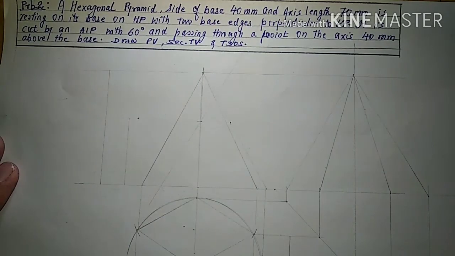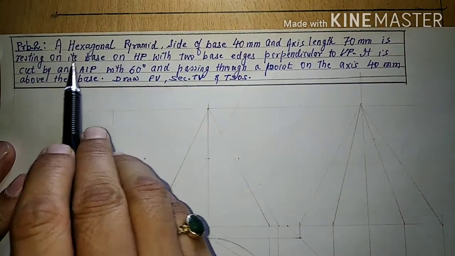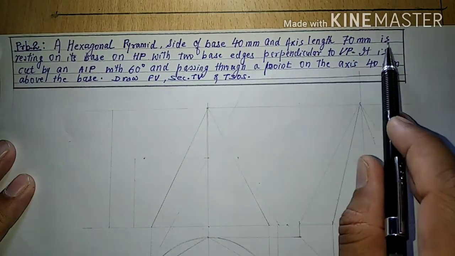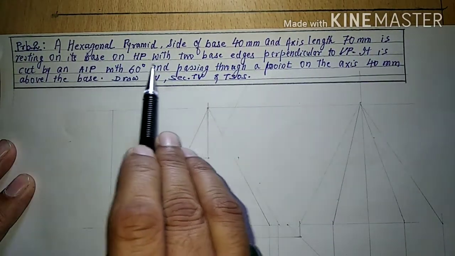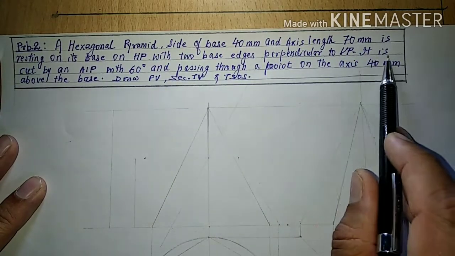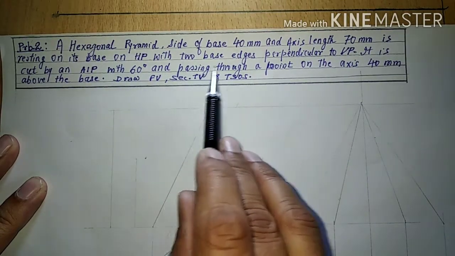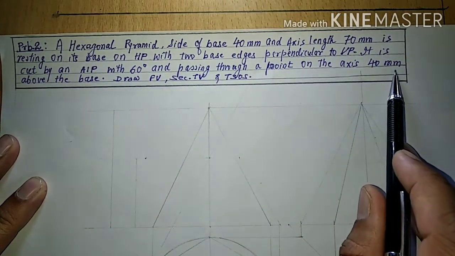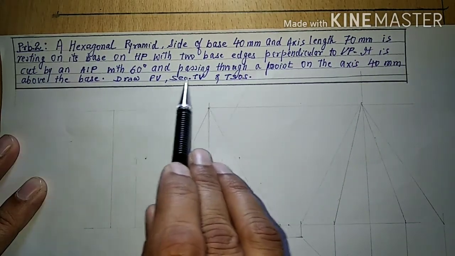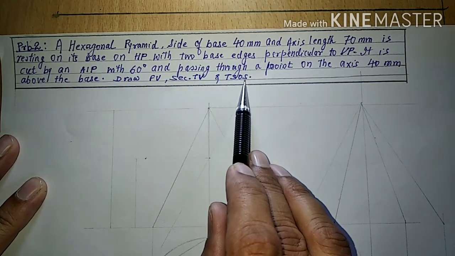Before starting off the new problem, let's read it out. The question: a hexagonal pyramid, side of base 40 mm and axis length 70 mm, is resting on its base on HP with two base edges perpendicular to VP. It is cut by an AIP with 60 degree and passing through a point on the axis 40 mm above the base. Draw front view, sectional top view and true shape of section, that is TSOS.